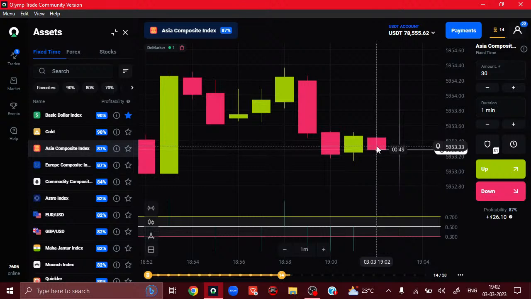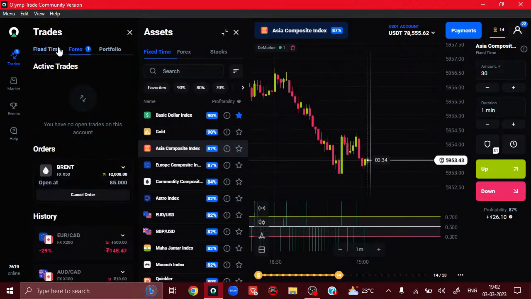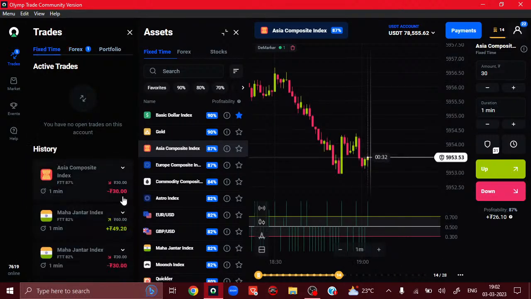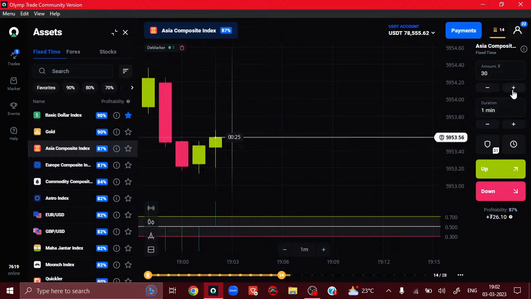So it has been a roller coaster journey in the beginning, but since then it has been very smooth and I have been earning profits consistently. Also guys, if you have a bigger capital, then it is much easier for you to earn profits. So we lost this trade here for $30. Now let us try another trade. Now we have an upside entry. I will use the martingale here.